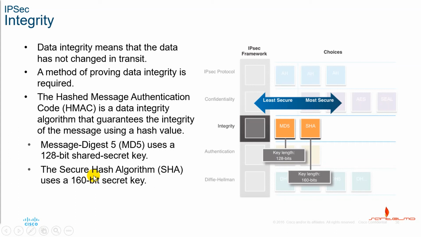Okay. So for MD5, the variable length message and the 128-bit shared key are combined and run through the HMAC MD5 hash algorithm. So the output is a 128-bit hash. Now for SHA, the variable length message and the 160-bit shared key are combined and run through the HMAC SHA-1 algorithm, and the output is a 160-bit hash. All right, so that's a lot of bits.